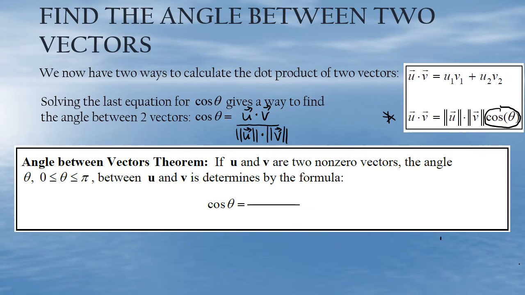And this is what we call the angle between vectors theorem. If u and v are two non-zero vectors, then the angle theta, where theta is between 0 and pi, between those two vectors is determined by the formula that I just wrote above. So I'll write that one more time. It's good practice for you to write it again. It's one of those things that the more you write it, the more it gets into your brain.